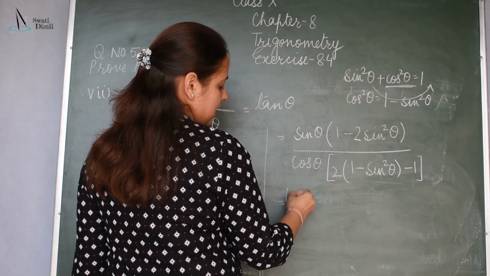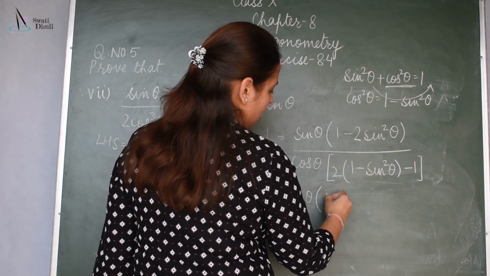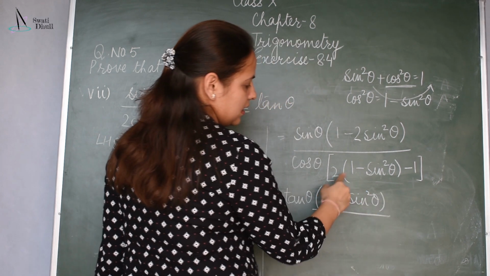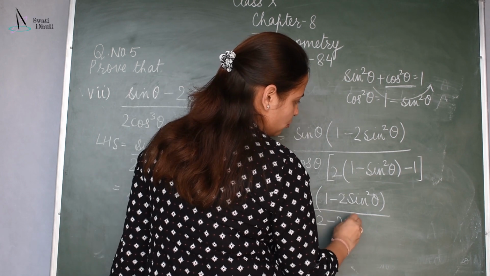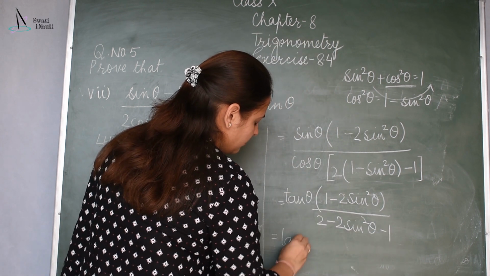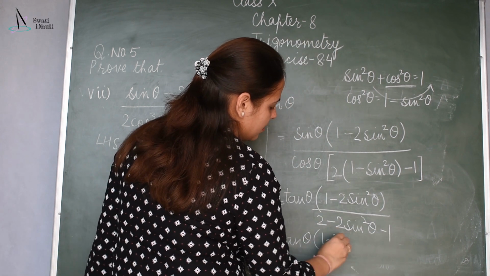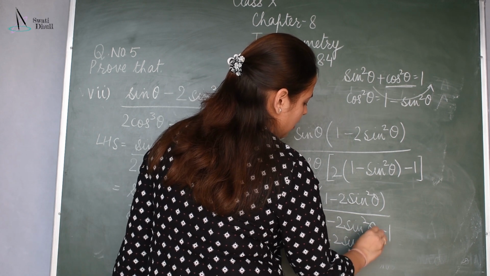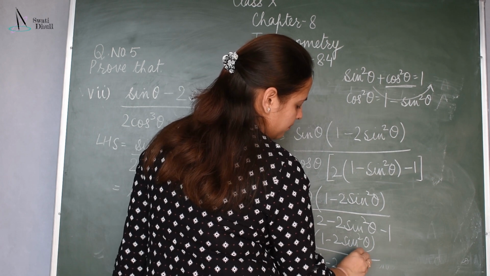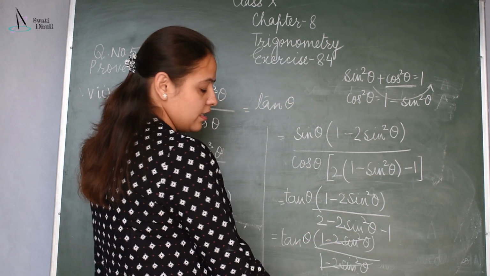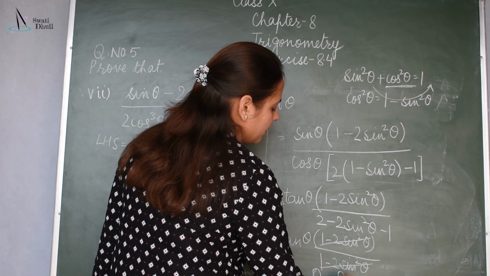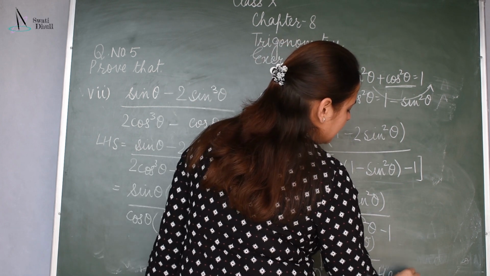Sine theta upon cos theta is your tan theta into 1 minus 2 sin square theta divided by 2 minus 2 sin square theta minus 1. So tan theta into 1 minus 2 sin square theta divided by 2 minus 1 is 1 minus 2 sin square theta. So this term will be cancelled out, and what you will get here? Tan theta, which is your right hand side. So hence proved.